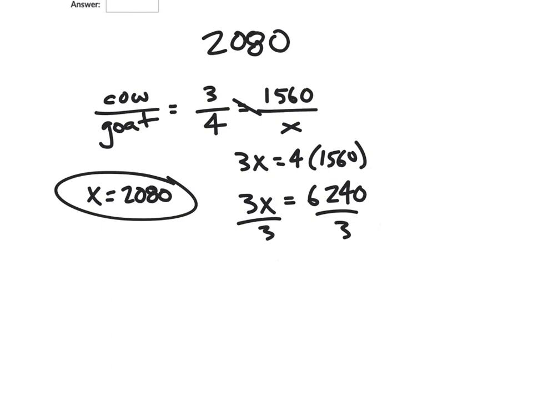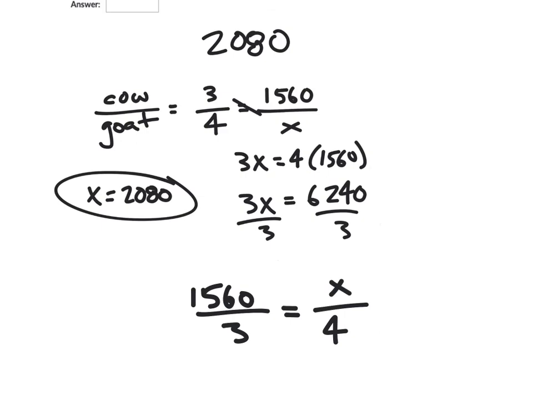Yeah, and a lot of you guys are doing this. A lot of you guys are saying, I took 1560 divided by 3, which is 520, and you get x over 4. Guys, this is the same proportion. You can write proportions however you want, as long as they go from one side to the next. Doesn't matter.